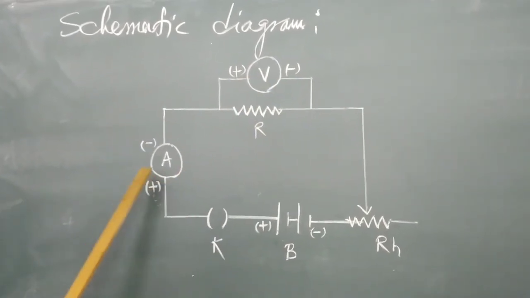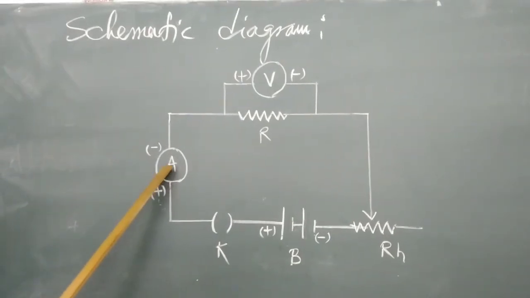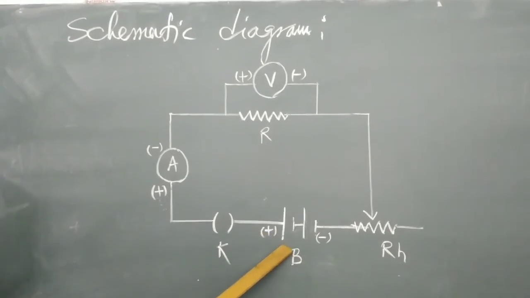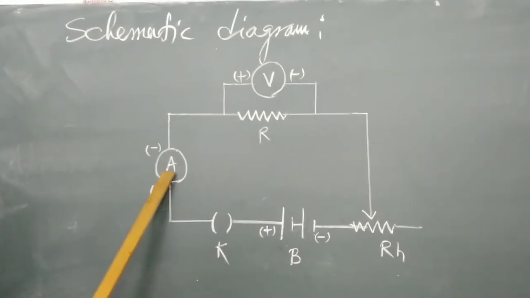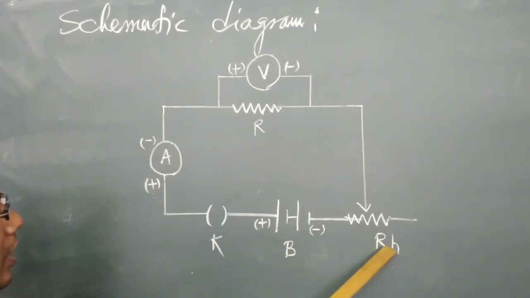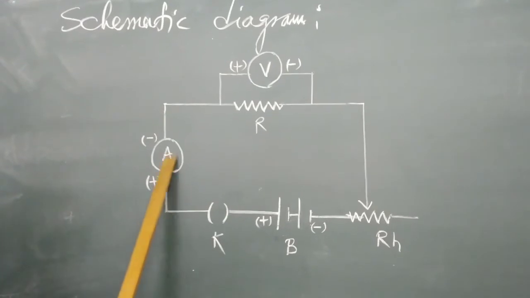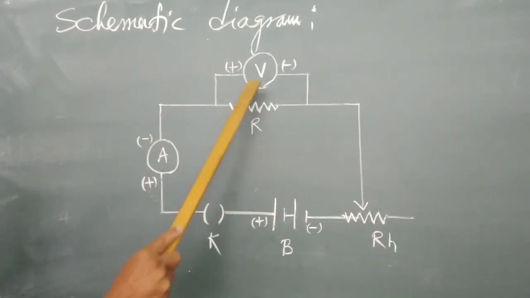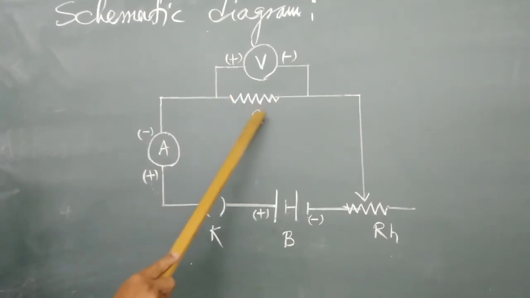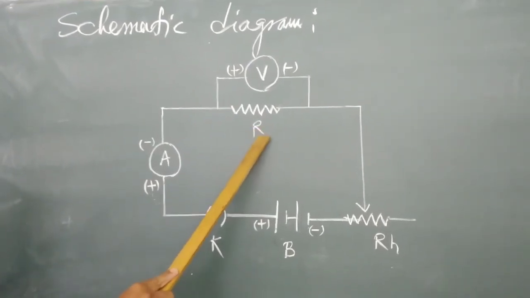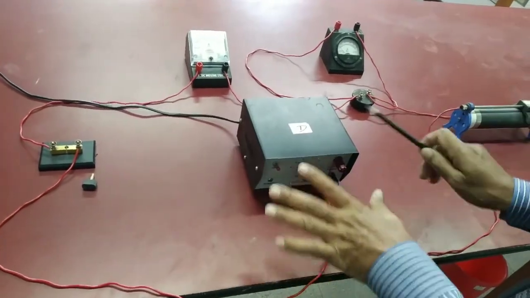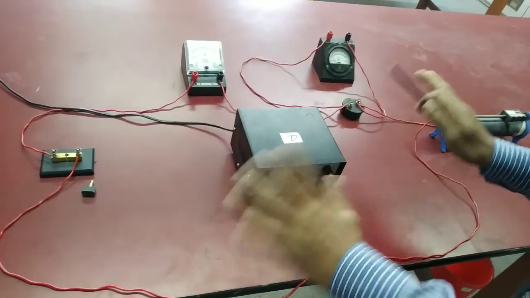Make sure that the positive terminal of the ammeter as well as the voltmeter is connected to the positive terminal of the battery. The battery, key, ammeter, resistor and variable resistance all will be in series, whereas the voltmeter must be connected in parallel with the resistor R.